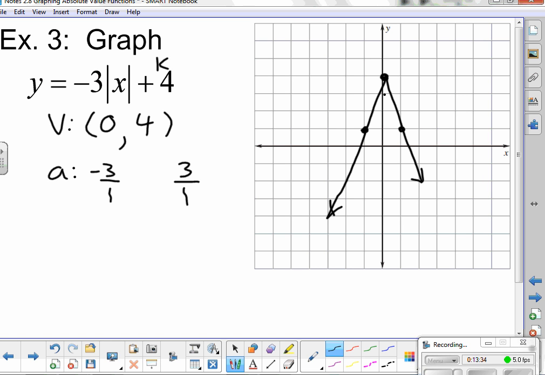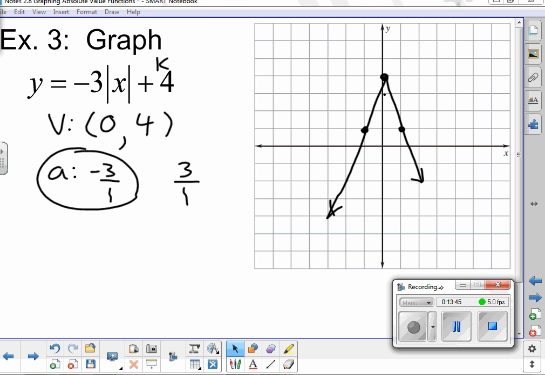And that's it. So when your A value is negative, it flips your graph over, it reflects it. So it turns upside down basically. And that's it. Okay. And that's how you graph absolute value functions on an XY axis. Okay, bye-bye.